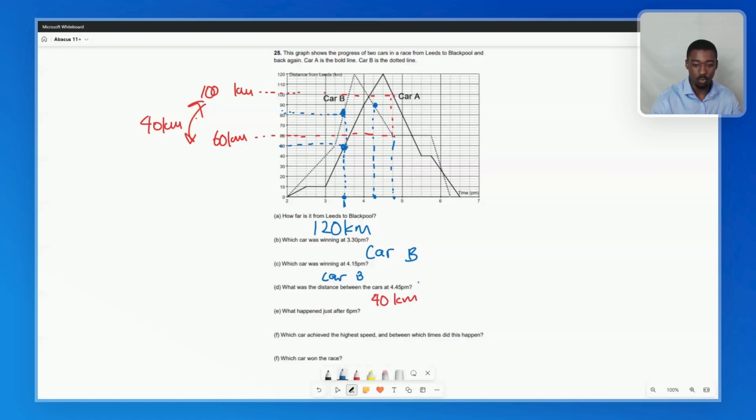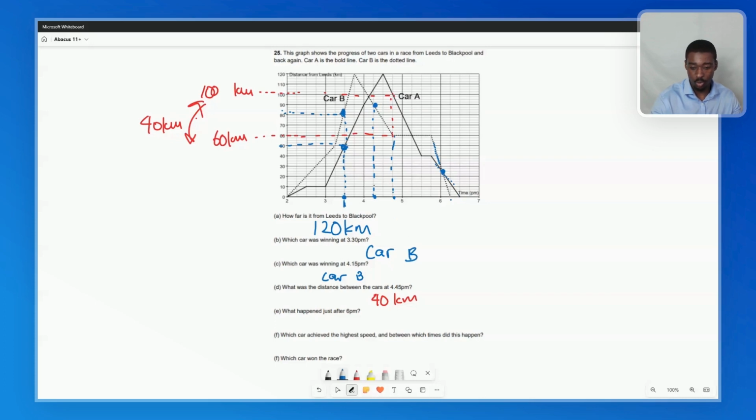Now, part E, what happened just after 6 p.m.? Well, around this area, just after 6 p.m., we see the lines cross. And what does that mean? Well, if the lines are crossing on the way back from Blackpool, that means that someone is overtaking the other person. And as we can see here, the dotted line, car B, is overtaking the solid bold line, car A. And actually they end up getting back to Leeds before car A.